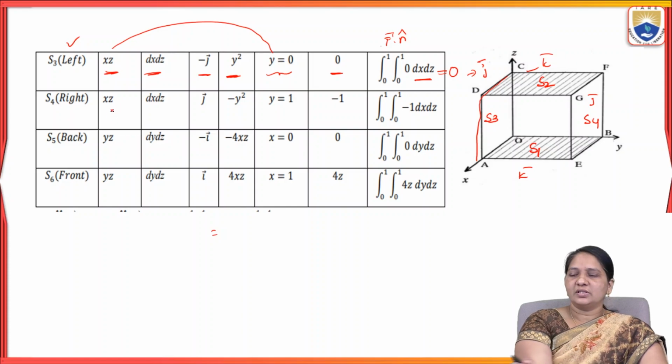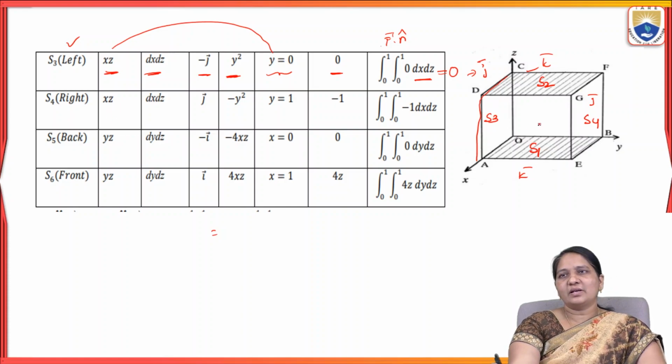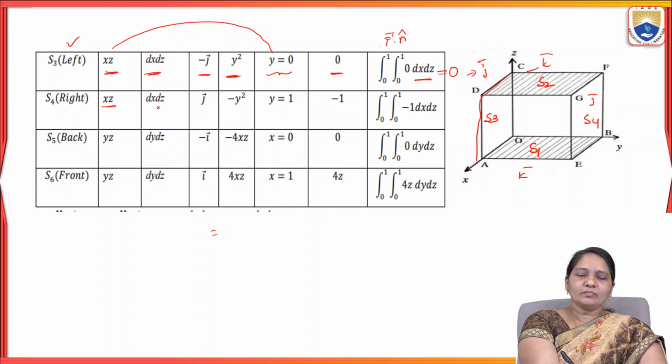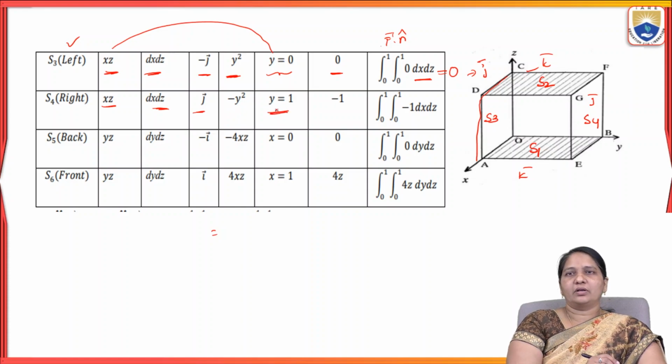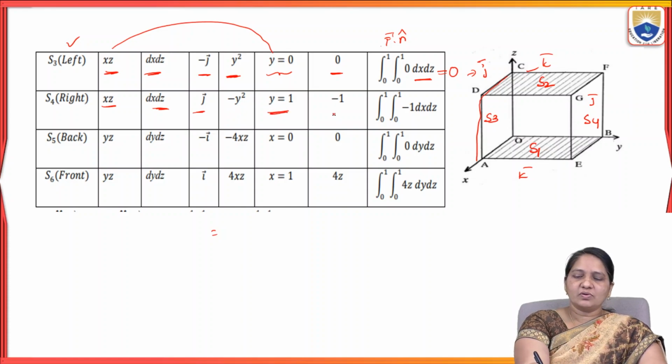S4 is also in the xz plane only. Here this is positive, since we are taking the opposite. So dx dz, and the vector is j bar. Now y equal to 1 we are taking. So finally integral 0 to 1, integral 0 to 1, y dx dz. This is the integral value for S4.